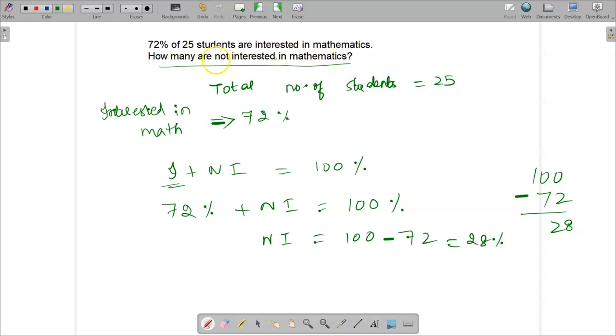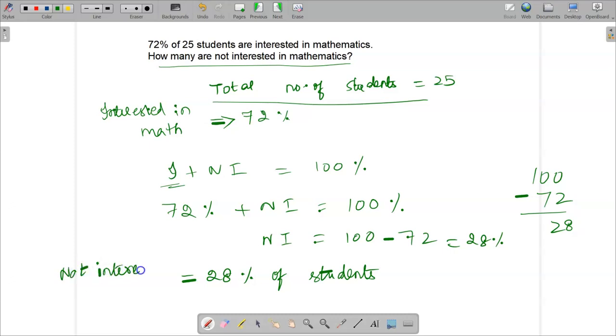Okay. So they are not asking about the percentage, but how many of them are not interested in mathematics, they are asking. For that, they have given the number of students also as 25. So 28% of the given students, 28% of students is nothing but the not interested category, right? So the number of students not interested is given by 28% of the given students. So 28% I can write as 28 by 100. Number of students, it is 25.